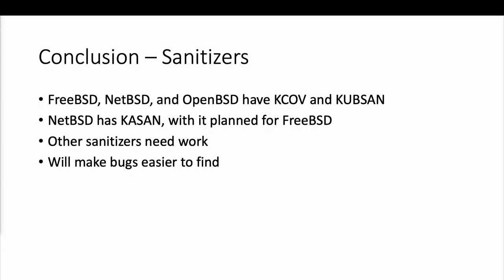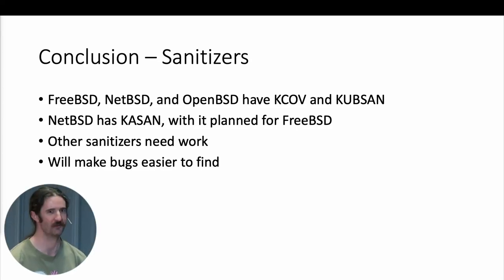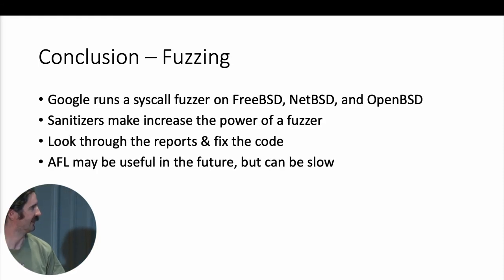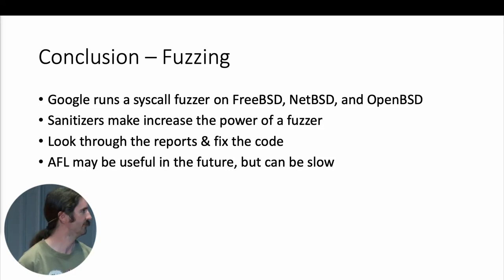So, conclusion: fuzzing's good. Sanitizers are good for fuzzing. We have KCOV, we have UBSAN. ASAN's good, it seems to be a good one for finding bugs. Other ones need more work. Google will fuzz for you if you ask them to, which, if you're running one of the BSDs, they've done already. And look through these reports if you're interested in this.